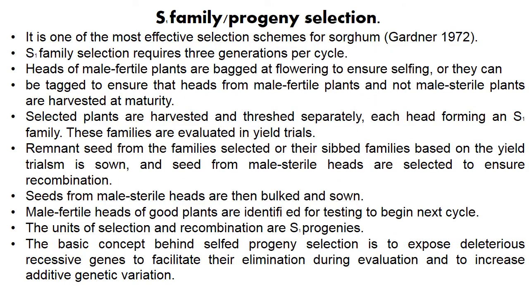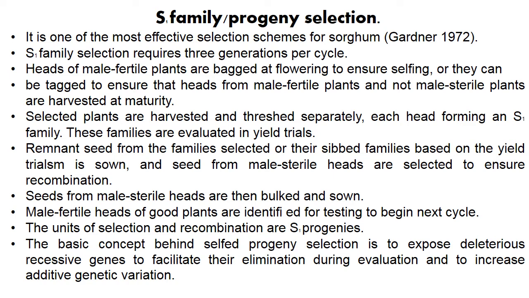S1 family or progeny selection. This is one of the most effective selection schemes for sorghum, as given by Gardner in 1972. This selection requires 3 generations per cycle. Just to recall your knowledge, sorghum is often a cross-pollinated crop. Here, heads of male fertile plants are bagged at flowering to ensure selfing, or they can be tagged to ensure that heads from male fertile plants and not male sterile plants are harvested at maturity.